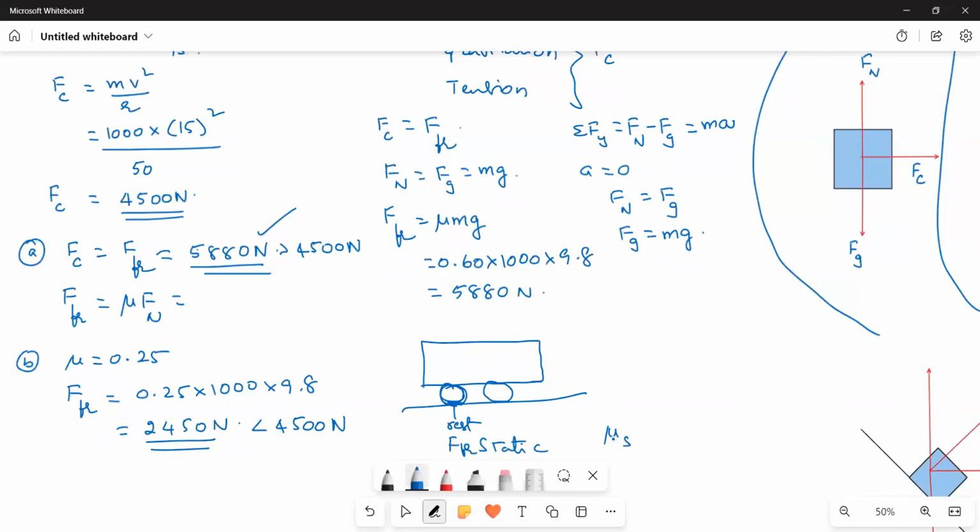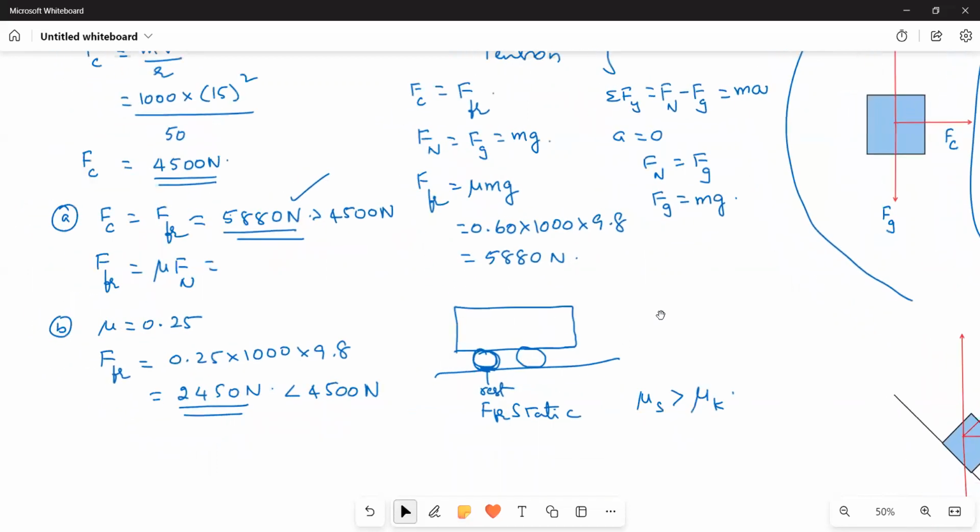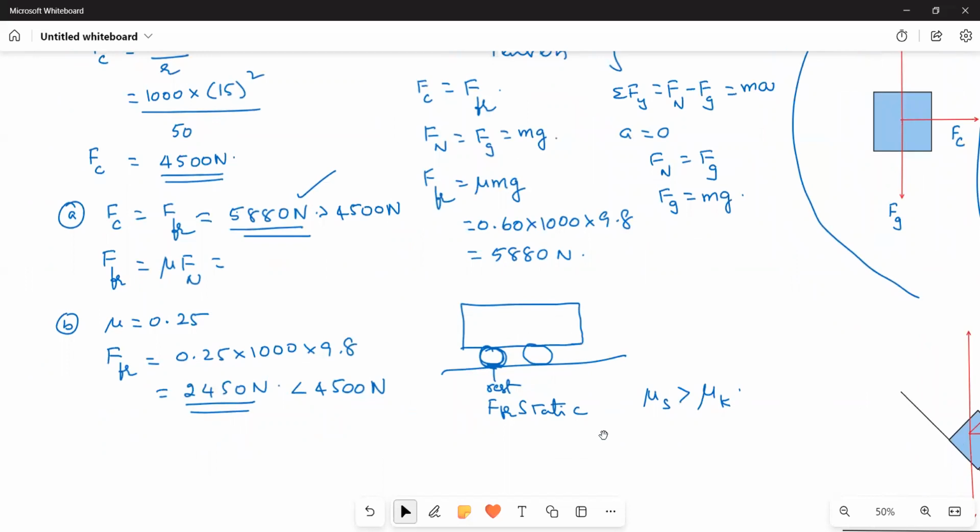Mu s, that means the coefficient of static friction is always greater than the coefficient of kinetic friction. When the car is rolling, as long as the vehicle is traveling on a rough path, the friction will be there, and that friction provides the required centripetal force. Here, the tires are rolling. When the tires are rolling, the part of the tire which touches the road momentarily comes to rest.